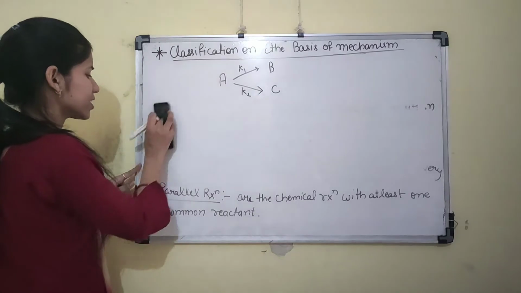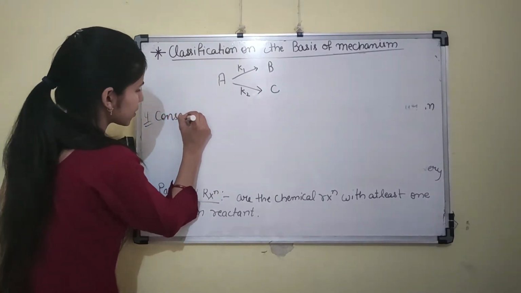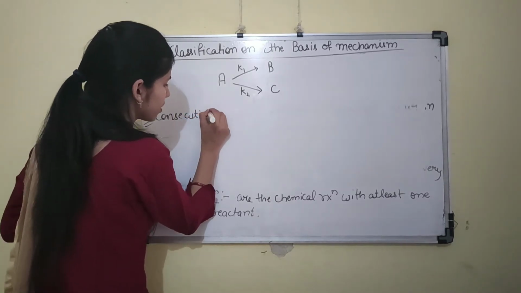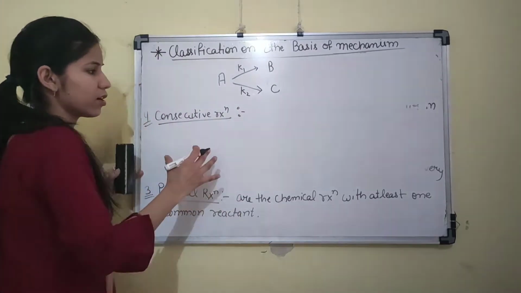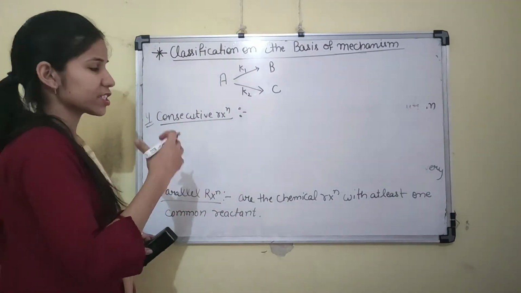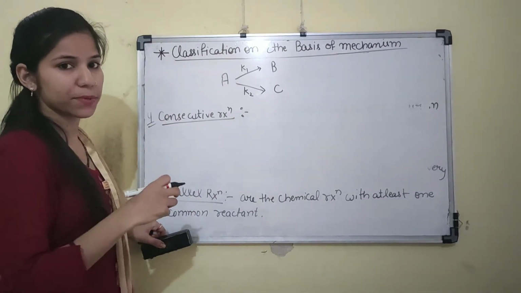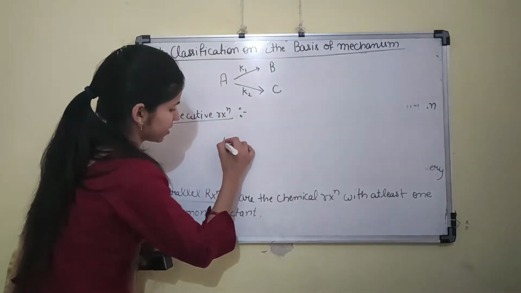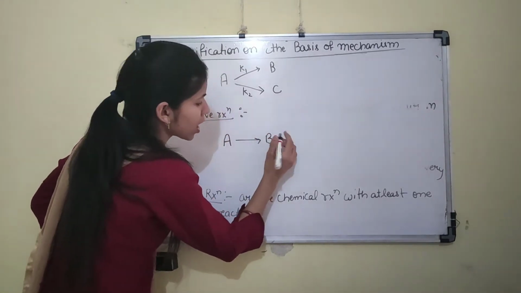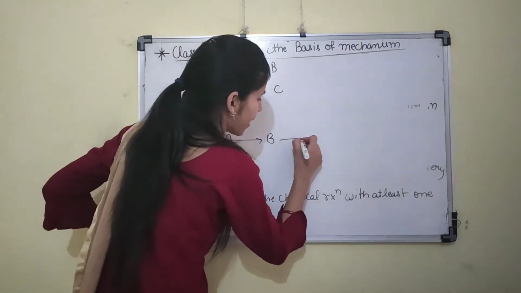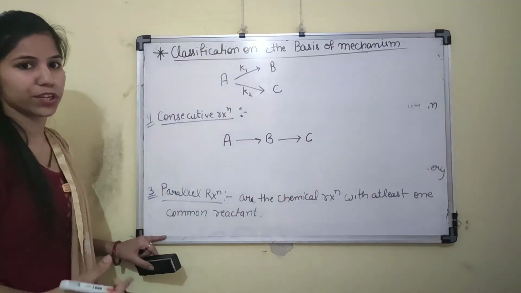And the fourth is consecutive reaction. In this chemical reaction, product is formed from the reactant through one or more intermediates. Like that, in this A is a reactant, then an intermediate is formed and then the product is formed. So these are called consecutive reactions.